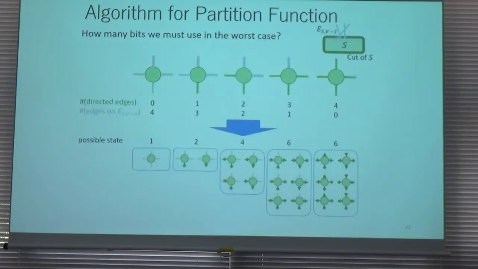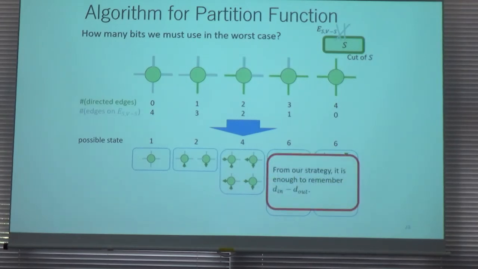So let me show what happens in the graph. In this graph, the green edges mean directed edges, and the gray edges mean undirected edges, which may be the boundary on the current nodes.